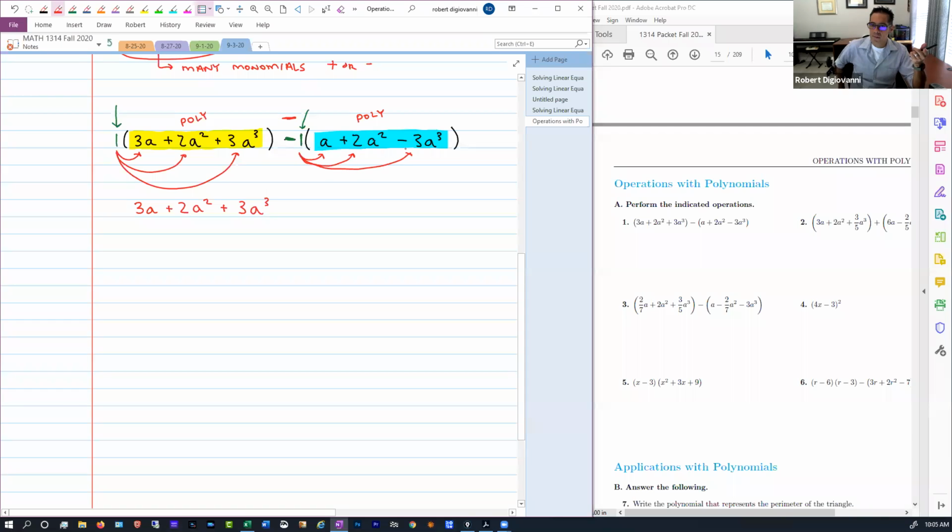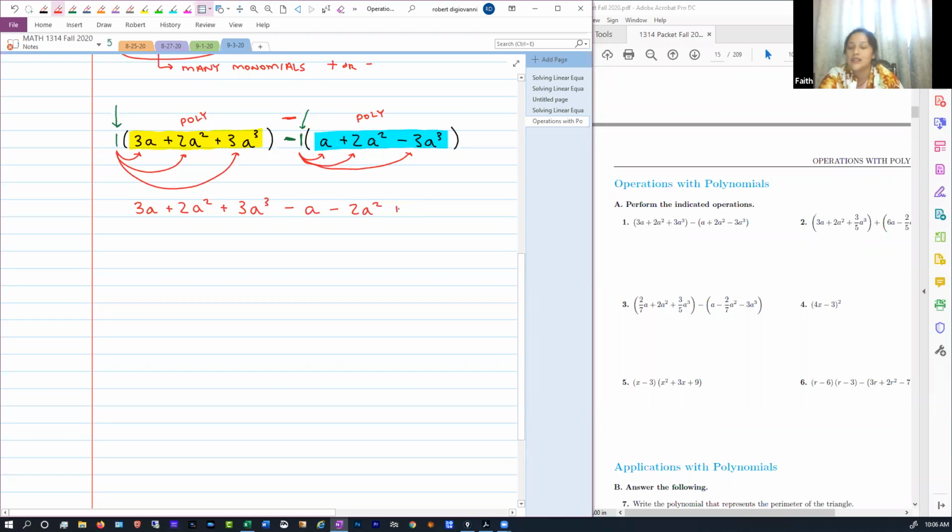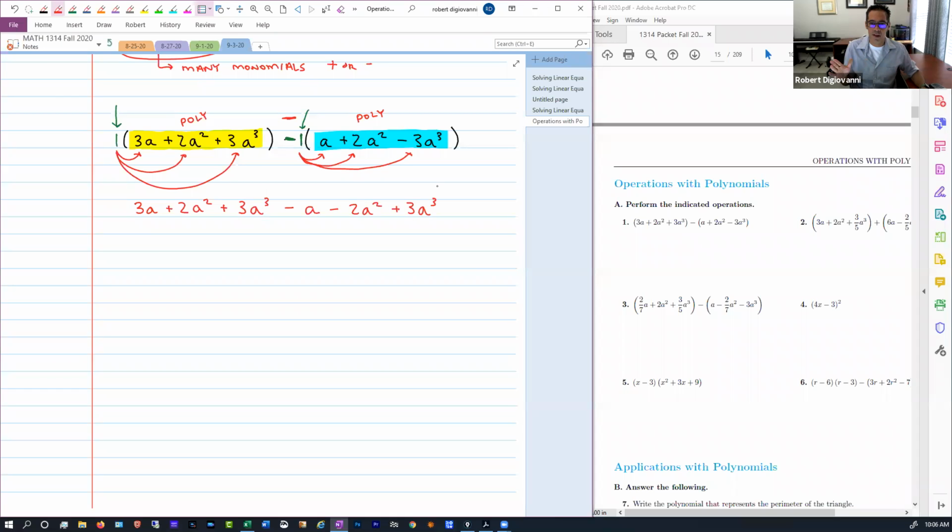You get negative a, and then negative 2a squared, and then positive 3a cubed. Okay, so what Faith is saying is that the negative going through the parenthesis has the effect of changing the signs of everything that was in there. So if it was positive, it now becomes negative. If it was negative, it now becomes positive. Is everyone good on that?